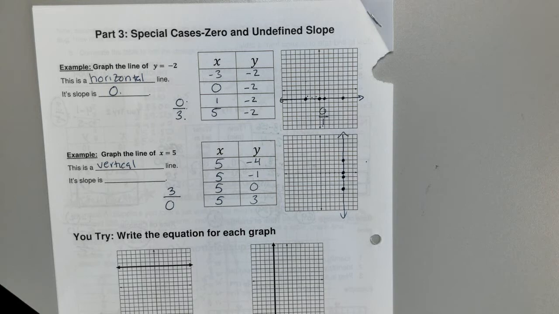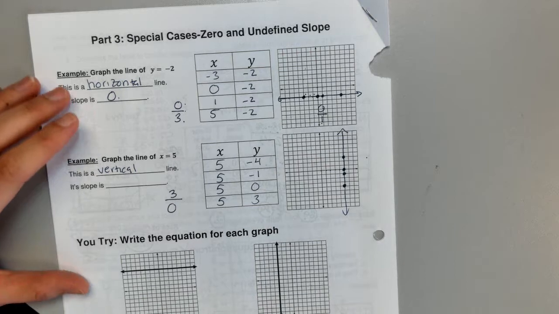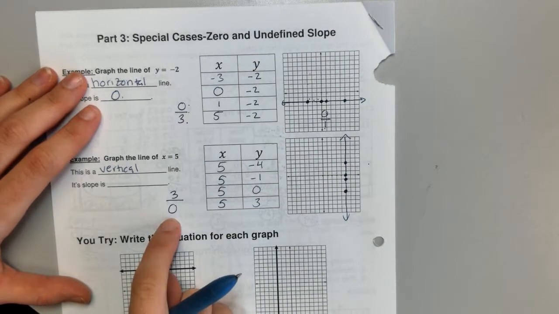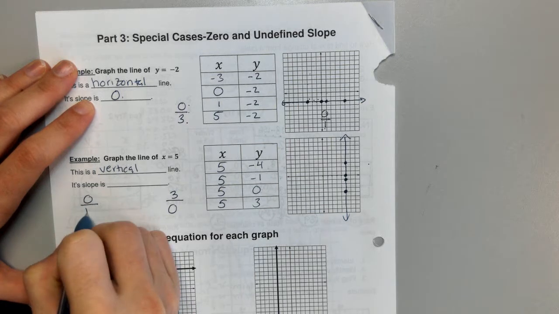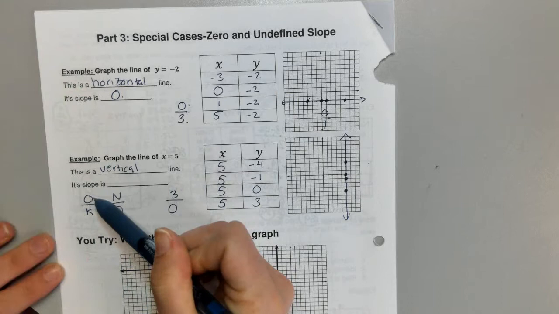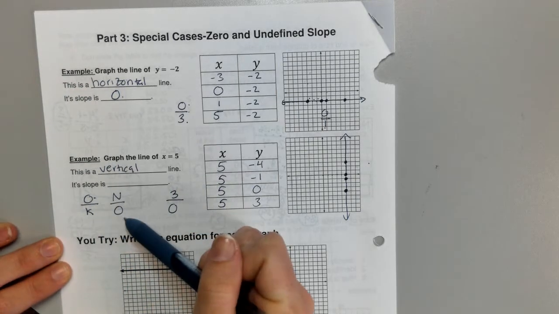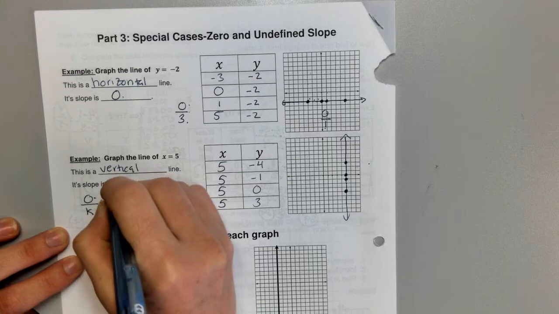If you took 3 cookies and you gave them to 0 friends, you still have 3 cookies in your hand, and that doesn't make sense. It was impossible to hand them out. You cannot divide by 0. It's okay to have 0 on the top. It's not okay to have 0 on the bottom. If 0 is on the bottom, your slope is undefined.